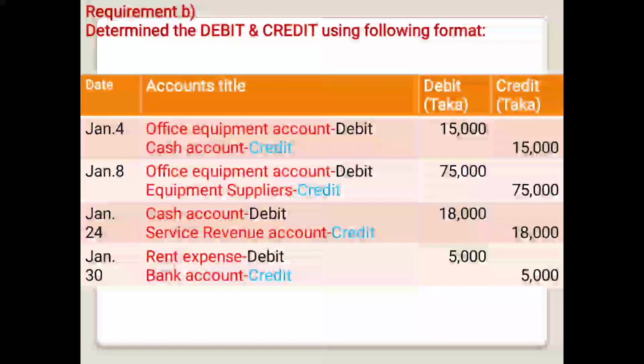January 24, cash account debit, repair service revenue account credit. For receiving the amount for repair, the cash account is debited and the service revenue account, that is repair service revenue account, is credited. January 30, rent expense debit and bank account credit. For paying shop rent by check, rent expense debit, bank account credit.